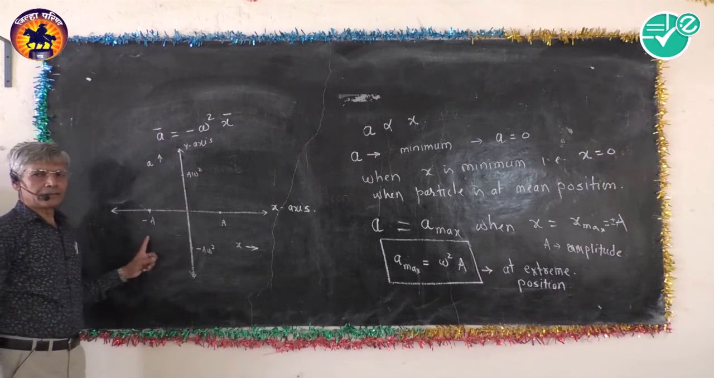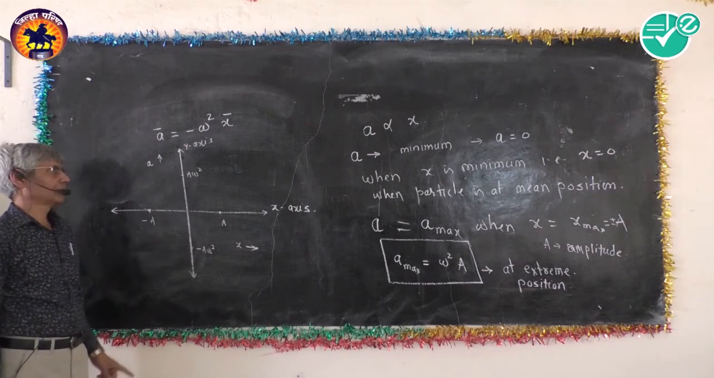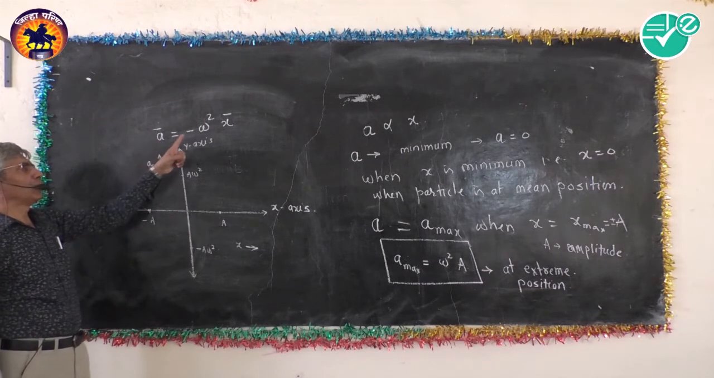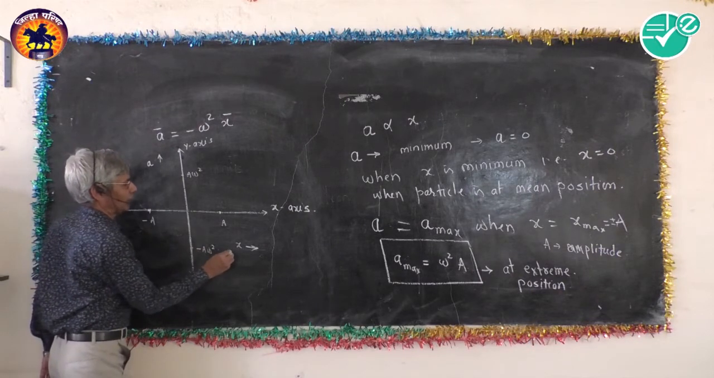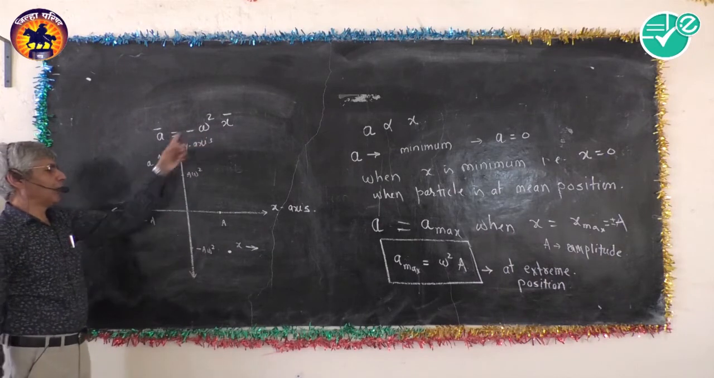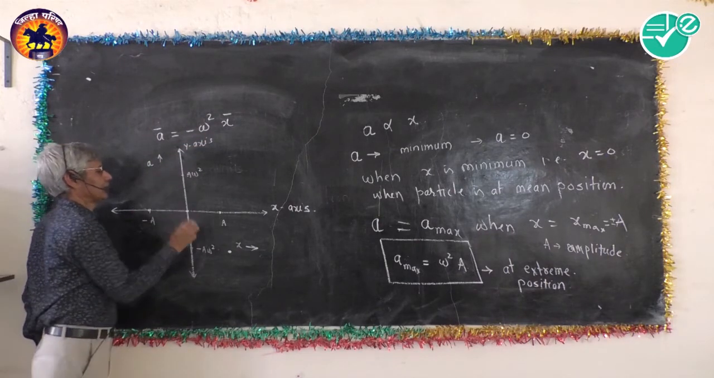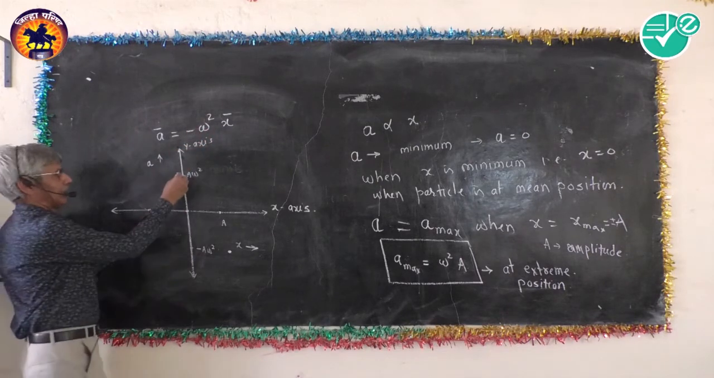Now, when the particle is at the positive extreme position, the acceleration will have the value minus omega square into A. So this is the corresponding reference point. When x becomes 0, acceleration will become 0. When x becomes minus A, acceleration becomes plus A omega square.